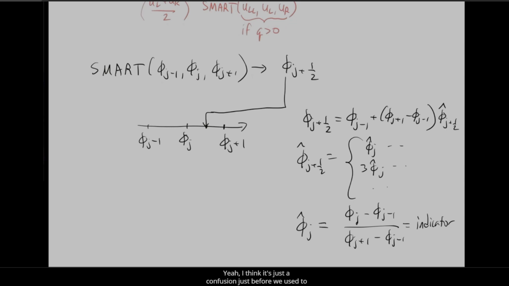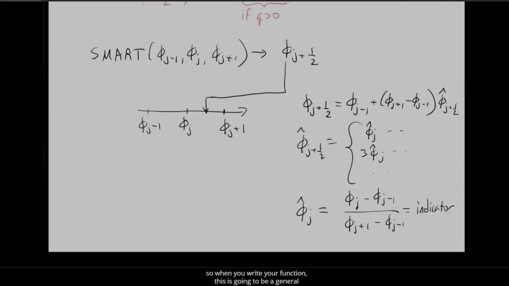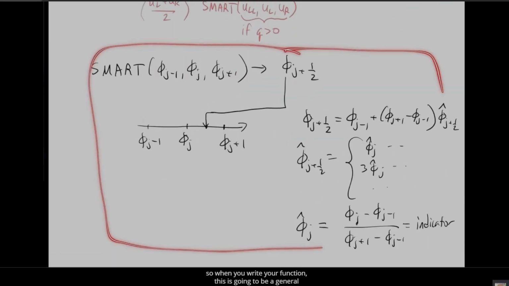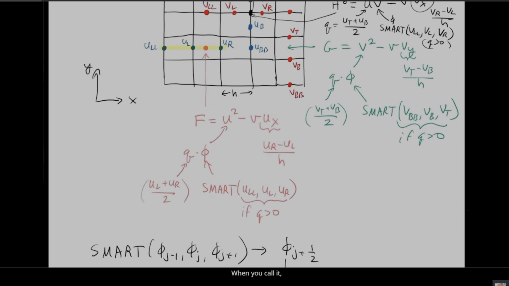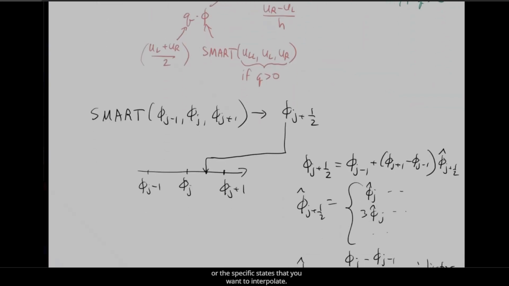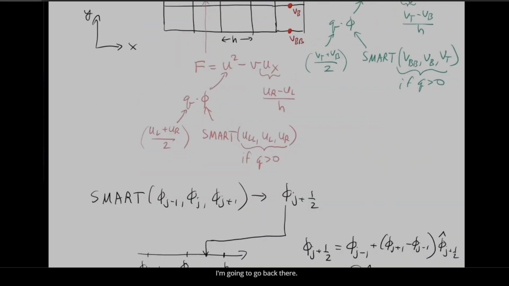Yeah, I think there's a confusion: before, we used to have U's be a general quantity, and now it's specifically the x velocity. So when you write the function, this is going to be a general quantity, and it's fine to do that. When you call it, you give it the specific states that you want to interpolate. Same with the quick method. I'm going to go back there, but if you look back in the notes, the quick method was also taking 3 values and giving the last value. Okay. Other questions?